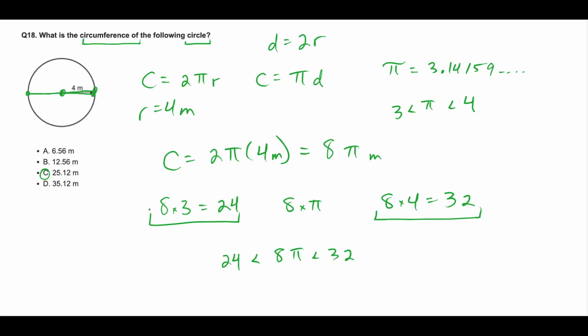Now look, you could go ahead and take 8 and multiply it by 3.14. You could do 3.14 times 8, and this is going to give you 25.12 exactly. But I just think this is a nice little approximation method that gets you the answer without having to do all this extra work here.